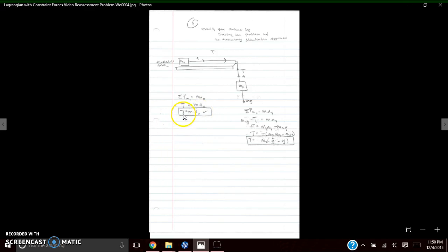On the last page, we had lambda is equal to m x double dot, but we already said that lambda is equal to the force of constraint in the x direction, which is tension. So therefore, tension is equal to mass times x double dot, and then we just went through the same process here with y. And that's pretty much it.